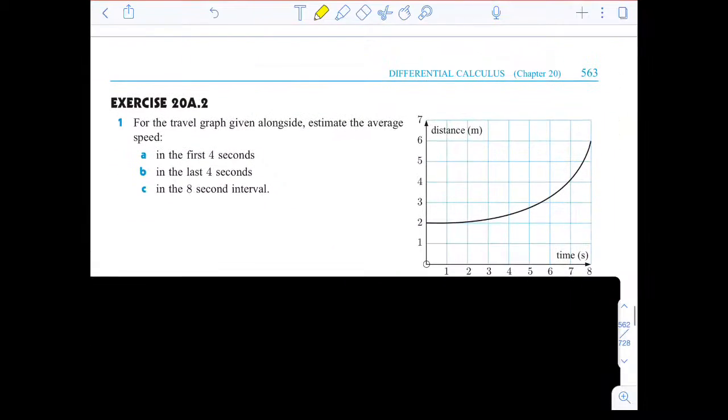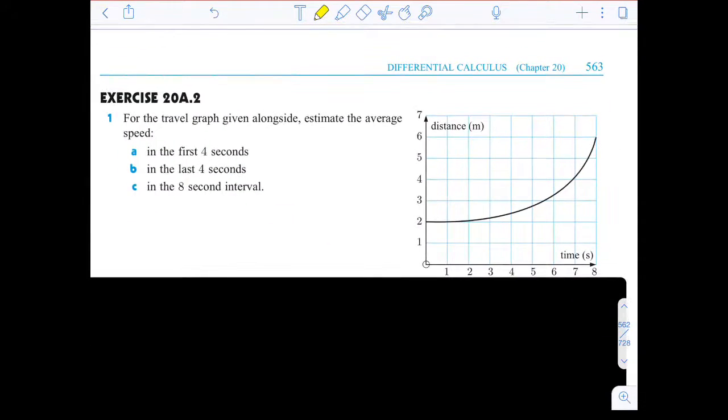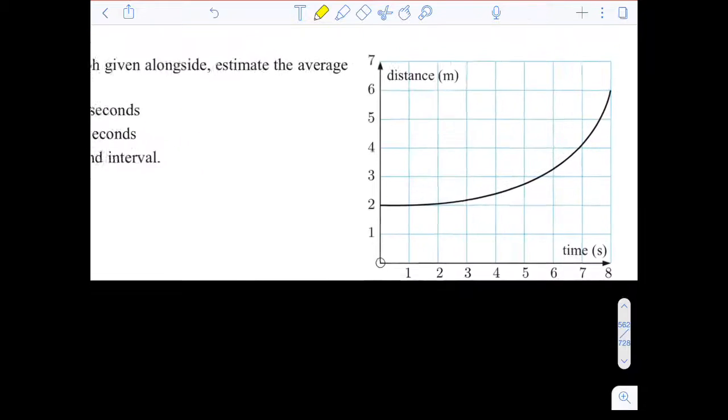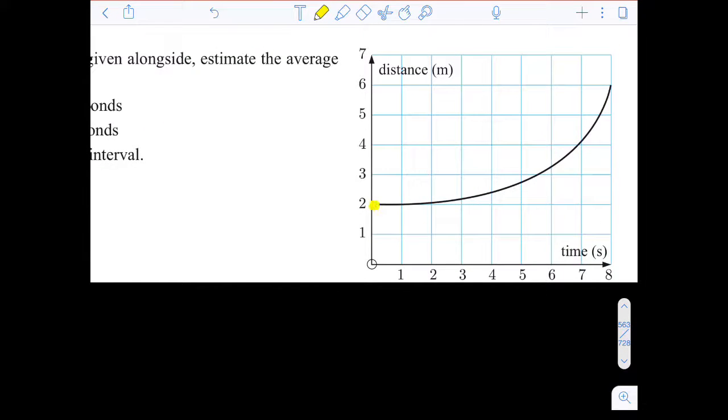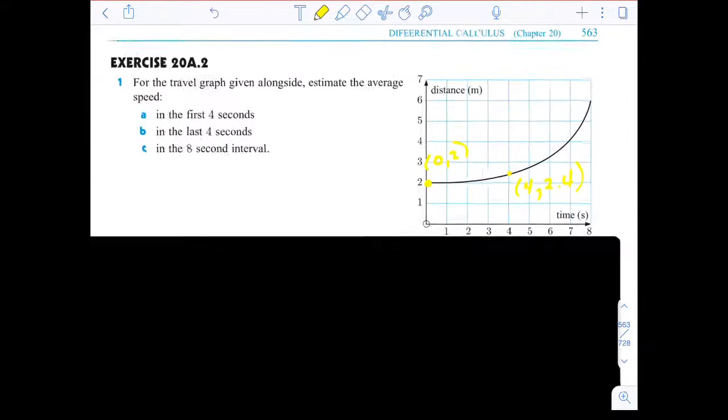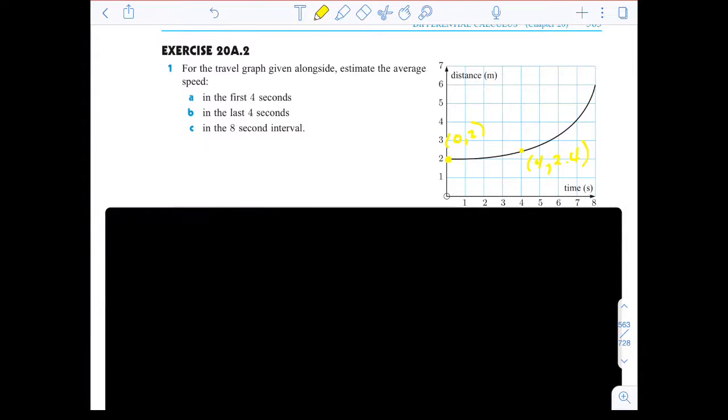So let's have a look at some examples that we have here. So 20A.2, for the travel graph given alongside, so the graph we have over there on the right, estimate the average speed in the first 4 seconds. So if we look at the first 4 seconds for this graph, I see that it starts here. 4 seconds are about here. So if I had to choose our points, I would look at this one as maybe being 0 and 2. And this one as being 4 and I would say about, let's say 2.4. And I want to find out what is the average rate of change over that.